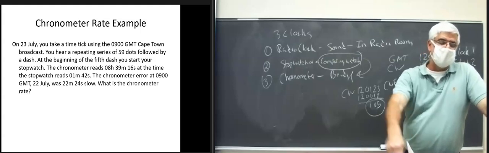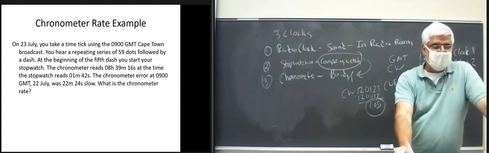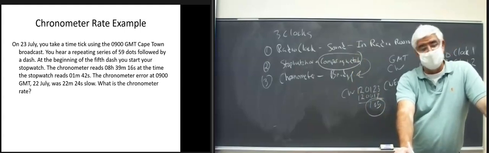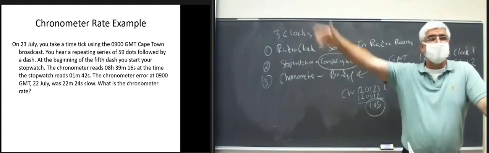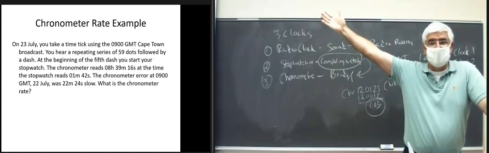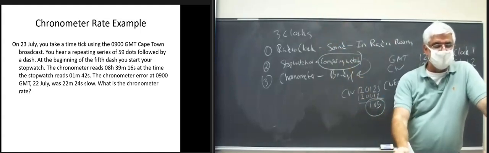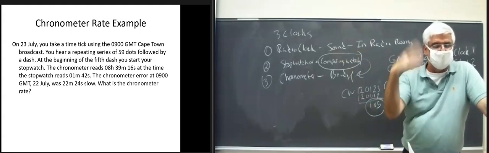The chronometer in the bridge reads 8 hours, 39 minutes, and 16 seconds at the time the stopwatch reads 1:42. What happened in that 1:42? You walk to the bridge. So if you walk to the bridge, it took you 1 minute and 42 seconds. Your stopwatch says 1 minute and 42. What time is it GMT?